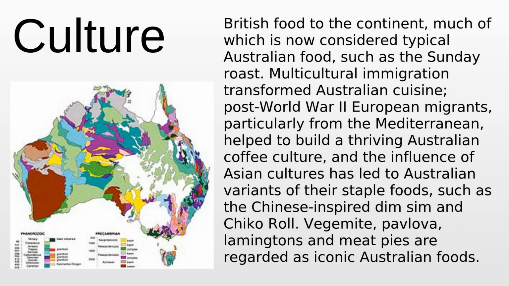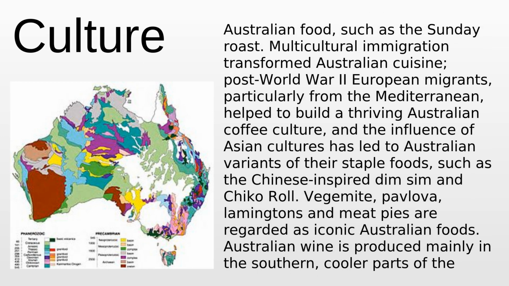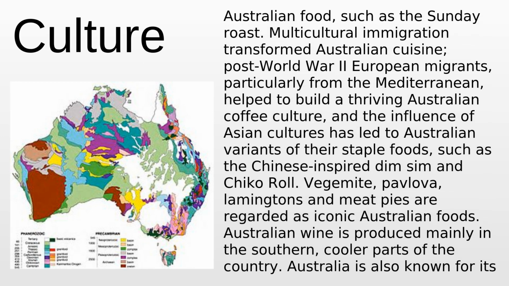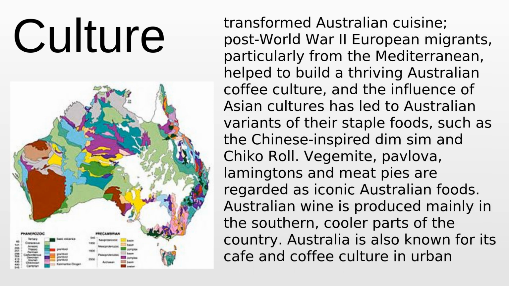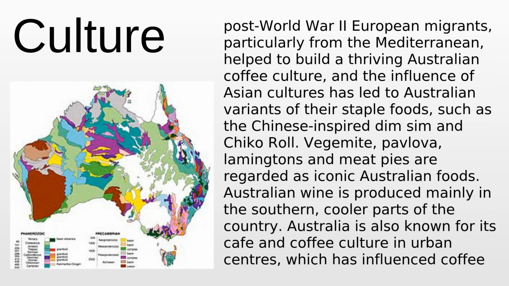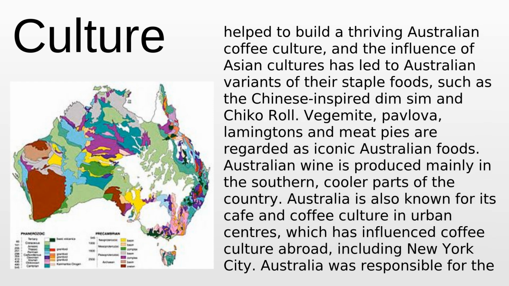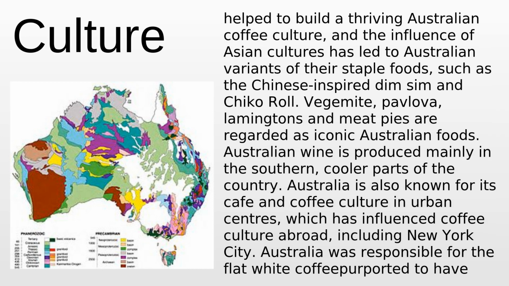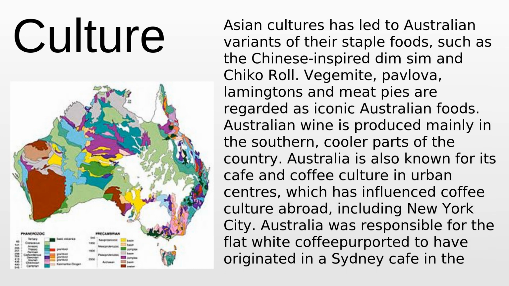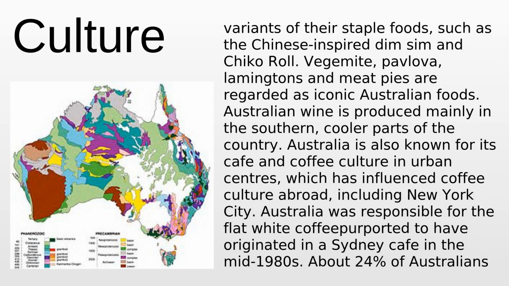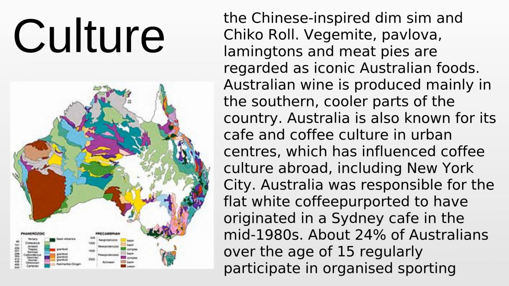Post-World War II European migrants, particularly from the Mediterranean, helped to build a thriving Australian coffee culture, and the influence of Asian cultures has led to Australian variants of their staple foods, such as the Chinese-inspired dim sum and Chiko roll. Vegemite, pavlova, lamingtons and meat pies are regarded as iconic Australian foods. Australian wine is produced mainly in the southern, cooler parts of the country.